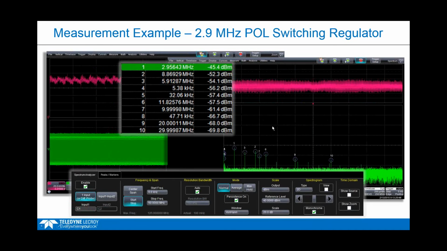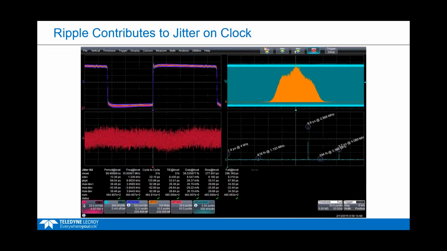So this particular switching regulator is actually powering a clock, a 10 megahertz clock. And so the next thing I want to do is look at how that ripple that we saw on the power rail is going to affect the performance of this clock. And so if I look in this case, this is using our Jitter kit software.